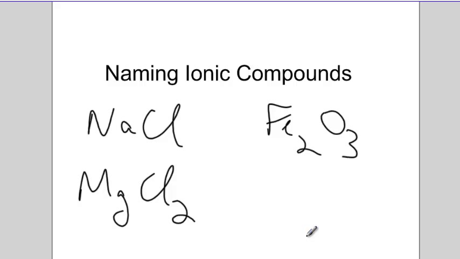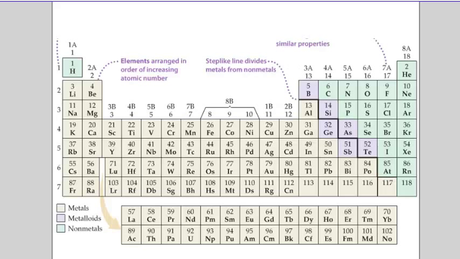Okay, when you are naming ionic compounds, the first thing you want to name is the cation, the positive ion. Let's look at a periodic table. Nice thing about cations is they're pretty easy to name. The name of the cation is the same as the name of the element. Let me say that again. The name of the cation is the same as the name of the element.